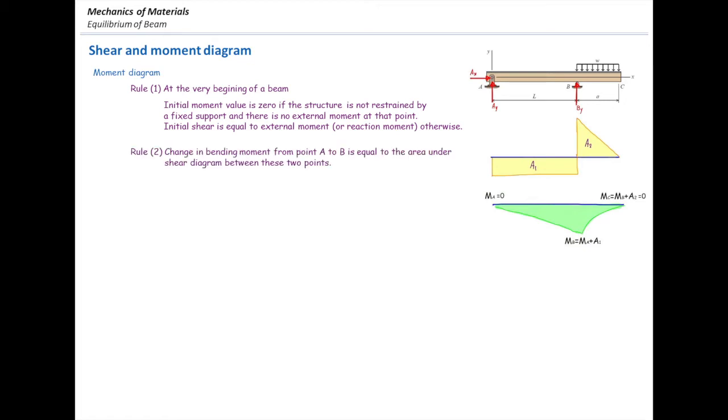Rule number 2 says the change in the moment from one point to another point is equal to the area under the shear diagram between these 2 points. In other words, if shear is 0, the moment remains constant. If the shear is constant, the moment varies linearly. If the shear is linear, then the moment varies as a second-order polynomial, and so on. So the order of the moment diagram is always 1 degree higher than the order of the shear diagram.